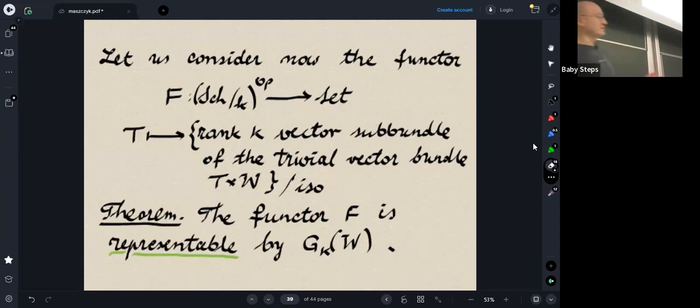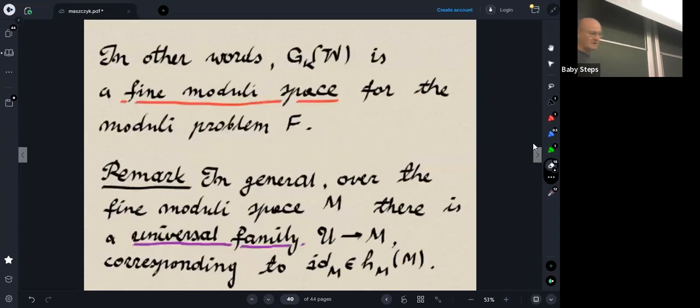So the solution to this quite abstract problem is this intuitively simple algebraic variety parametrizing k-dimensional subspaces of a vector space W. In other words, this Grassmannian is a fine moduli space for the moduli problem F.